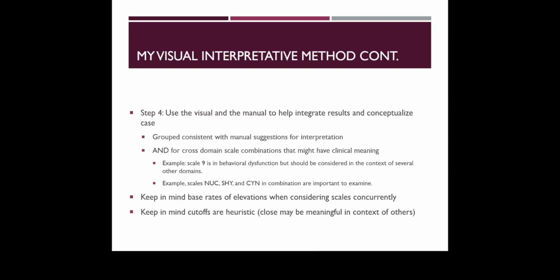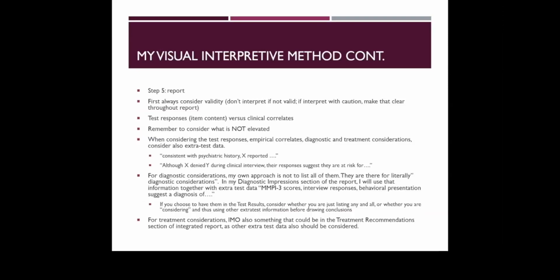Okay, so then step 5. When I'm putting this all together, what am I going to do in my report? First, always consider the validity. You just don't want to interpret if it's not valid, but if you're going to interpret with caution, you want to make that clear throughout the report. Don't just say, I should interpret this with caution, and then list all of the content and empirical correlates without reminding the reader that you need to think about this with caution.